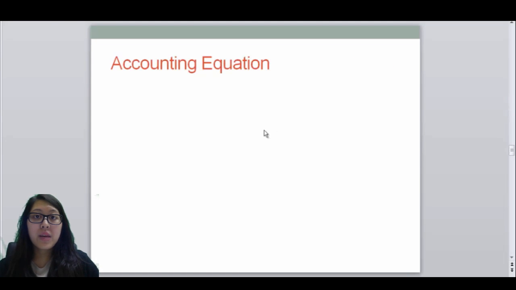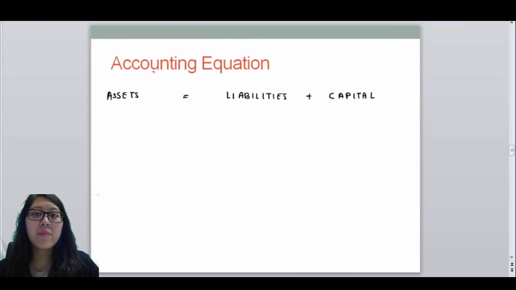Next, we will be discussing the accounting equation. The accounting equation is simply assets is equal to liabilities plus capital. Now, terminology-wise, capital is also known as net assets or equity. Assets is split into two, non-current and current.